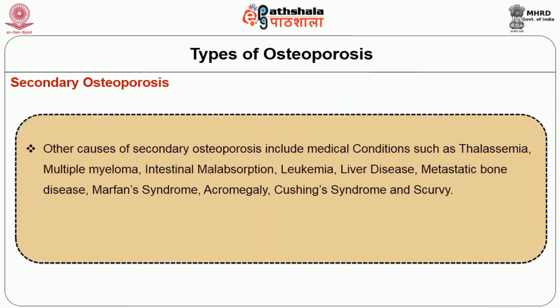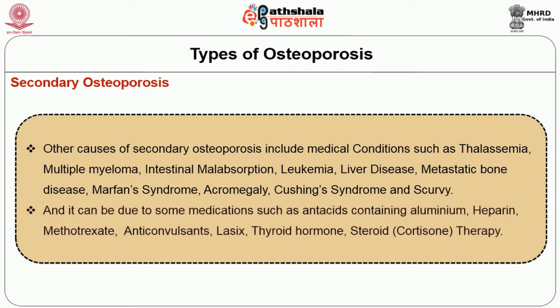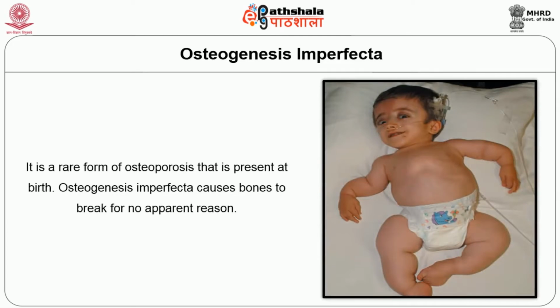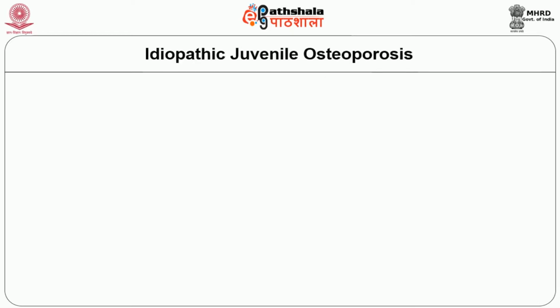Disorders lead to the expansion of the bone marrow cavity at the expense of bone and can affect your bone strength, leading to osteoporosis. The other causes of osteoporosis also include other medical conditions such as thalassemia, intestinal malabsorption, acromegaly, Cushing's syndrome, to name a few. And it can be due to some other medications such as antacids and sometimes due to thyroid hormone itself. The third type is Osteogenesis Imperfecta.